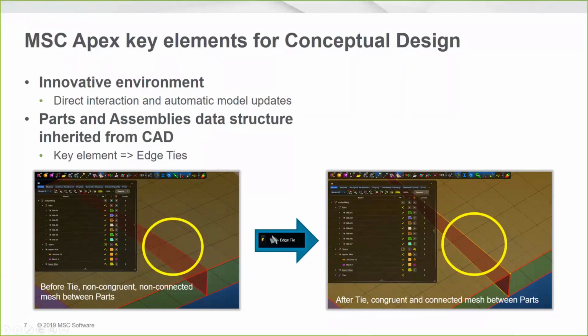And you can see on the left image here that I've got a rib, and I've got an upper and lower skin. And you can see that the meshes do not match, okay? That's not going to be good from a finite element perspective because I have a non-congruent, non-connected mesh. But what I will do in Apex is I will apply an edge tie. And that tells Apex that these parts are actually connected. So now I get a congruent and connected mesh, but I've maintained the data structure that I had originally. I've not changed that.